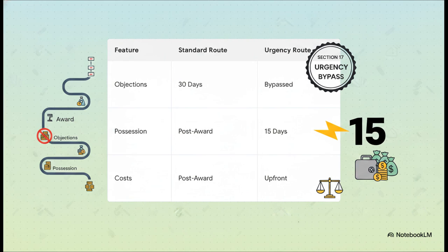The urgency route allows the commissioner to direct that Section 5A objections won't apply at all, you just skip them. So instead of waiting for the final award to take possession, the state can take absolute possession just 15 days after the Section 9 notice is served. However, there is a massive catch. Estimated costs must be deposited up front before taking possession. You have to show the money first.